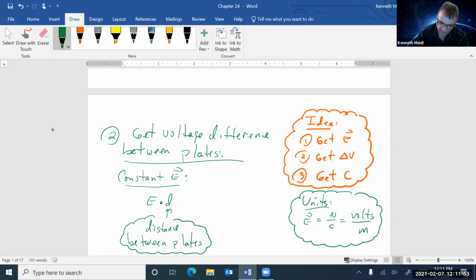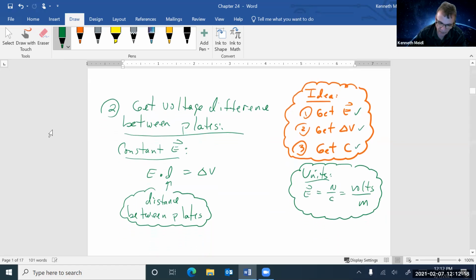So if I'm thinking about the E field being in volts per meter, times meters gives me the voltage difference, right? That gives me the voltage difference. Get the electric field, we got that. Try to get some sort of a handle on what the voltage looks like. Well, I've got something sitting right here in front of me mathematically, and then I should be able to get the capacitance. So that'll be my third step.